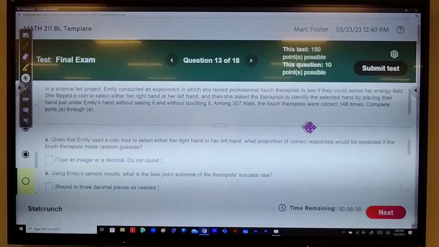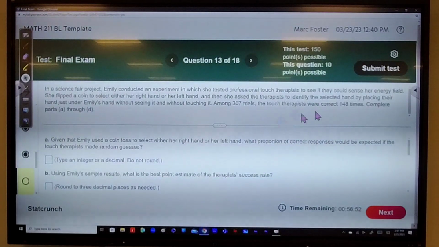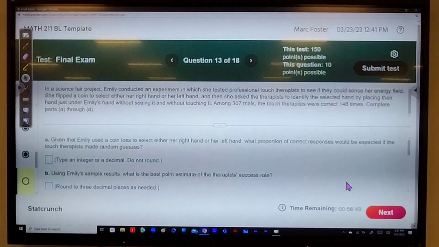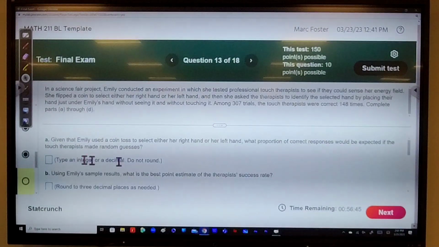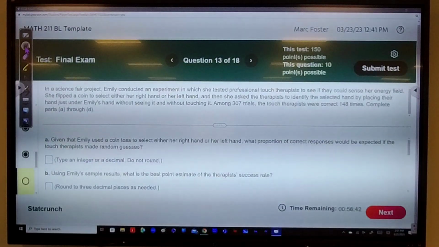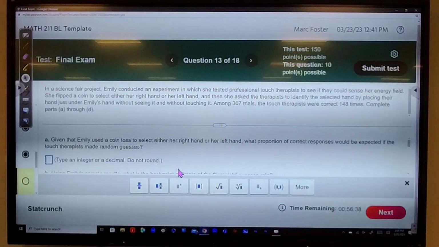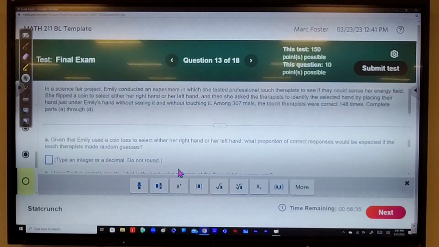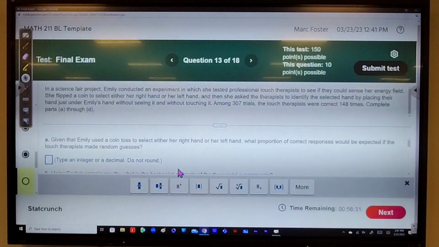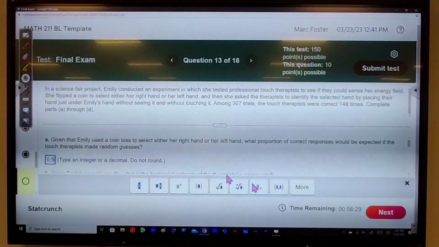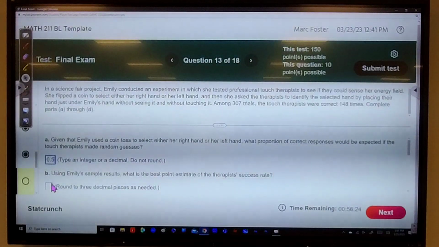All right. Excellent. So, what proportion of correct responses would be expected if the psychic made a random guess? Well, she's just flipping a coin. So it's 1/2. If she was rolling a die, it'd be 1/6, if it was 6-sided. Random guess between two options, 50%.